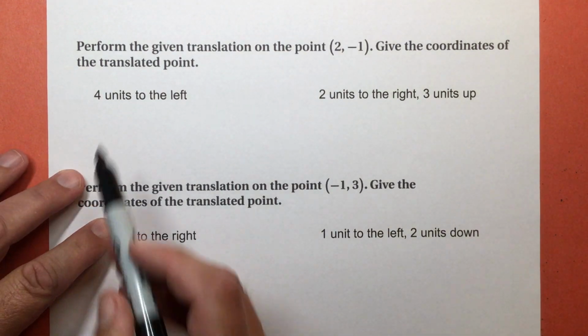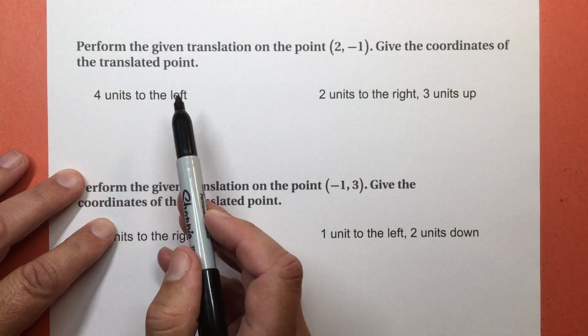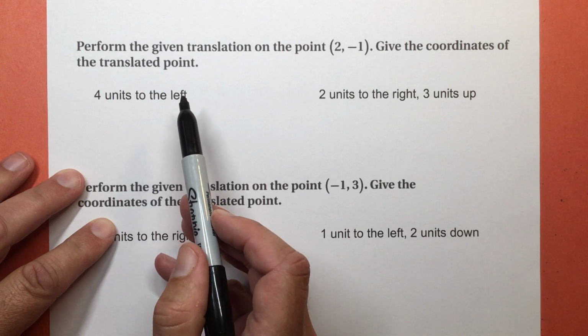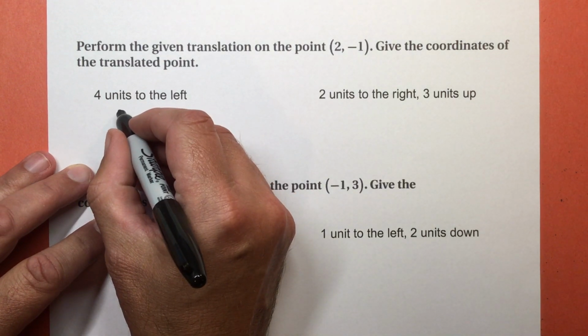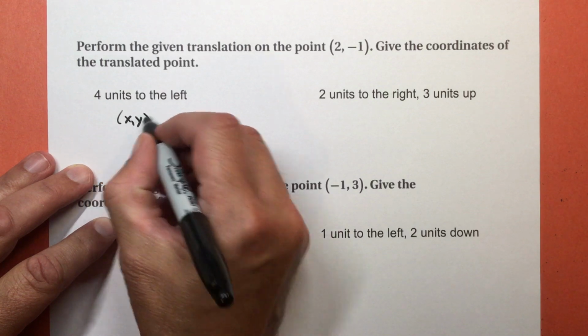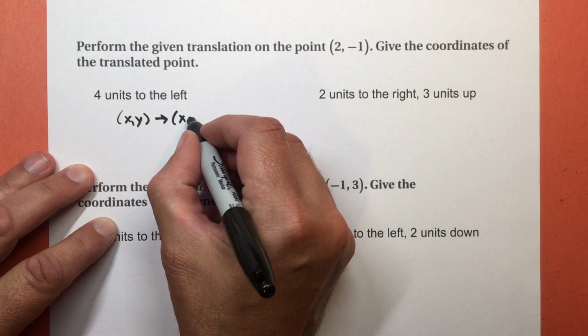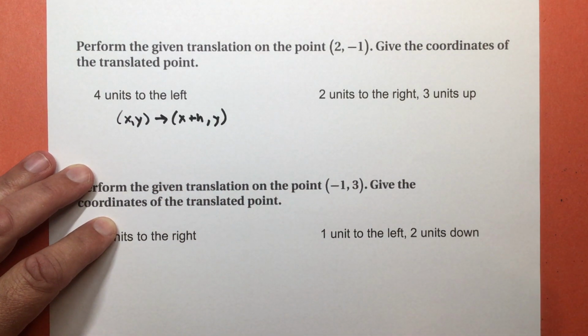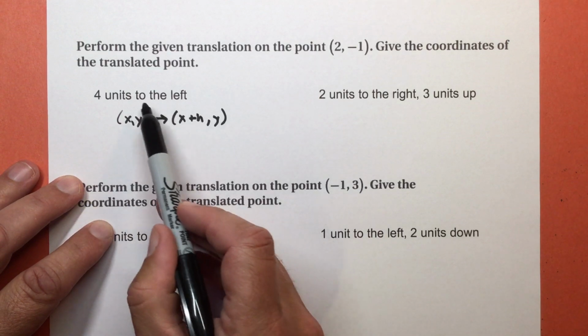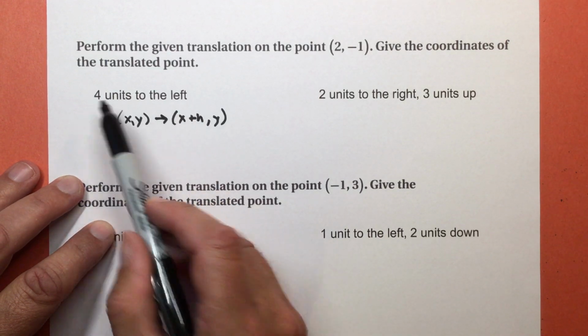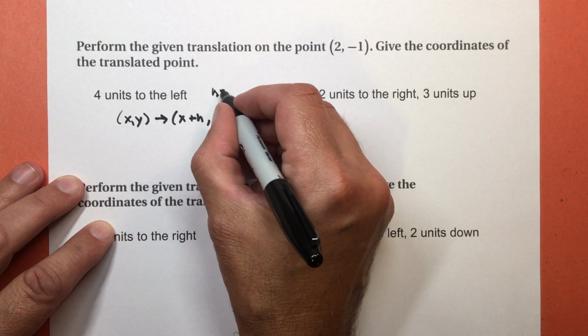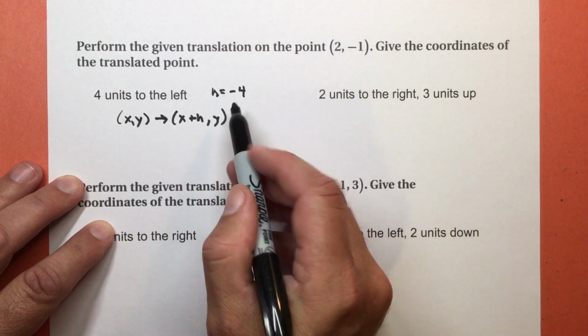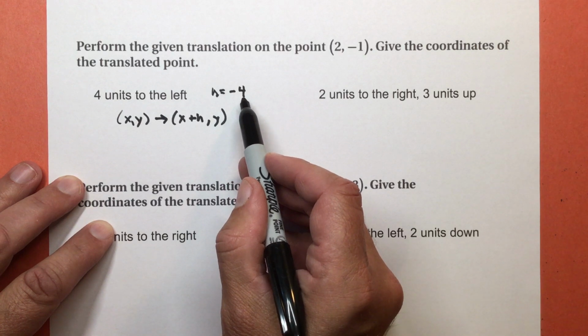So, first part, I'm going to go 4 units to the left. Left is horizontal. So I'm going to use this key, all right? So my x, y is going to become x plus h, y. Now the only thing is I just have to know what those numbers are. That comes from that right there, all right? Now, I'm going to the left 4 units. So that means that my h is going to be -4. Negative goes to the left, and 4 means 4 units.